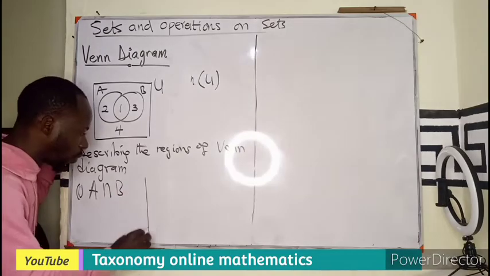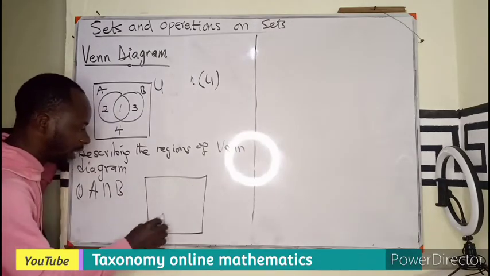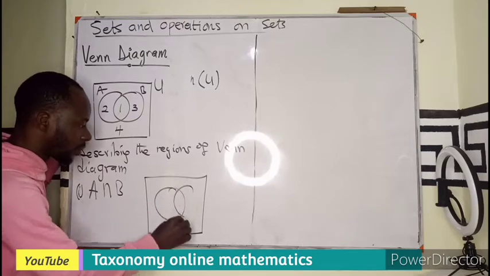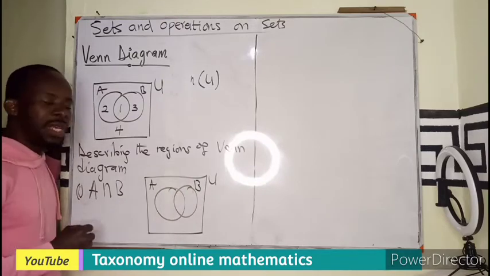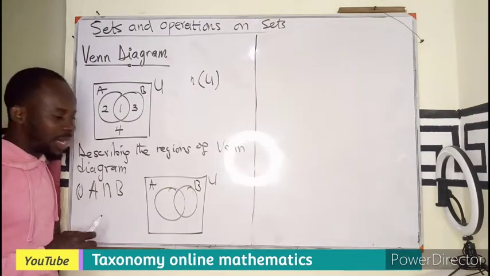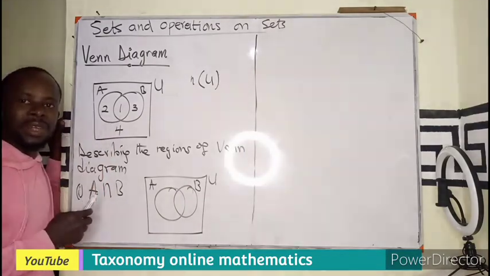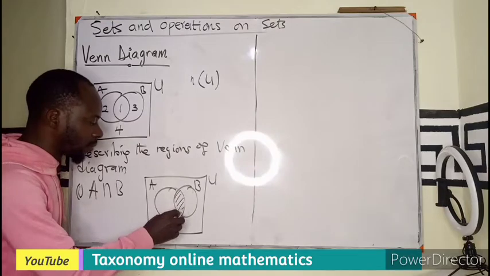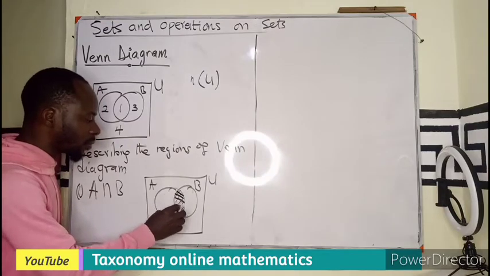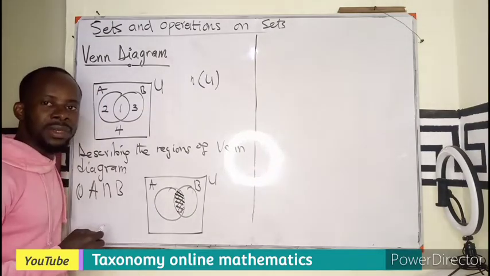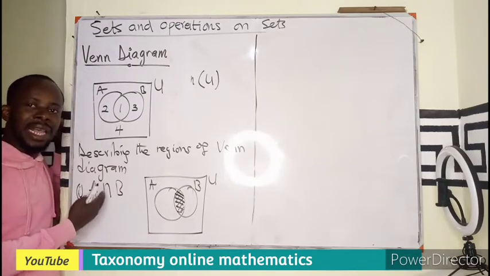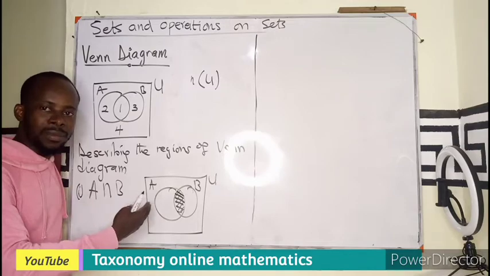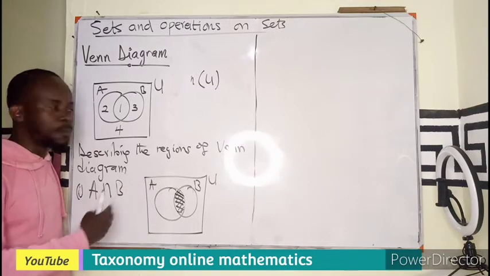So if you want to do that by shading, I'm going to shade region 1. I'll be shading this region. So this is the region belonging to A intersection B, where both elements are common.